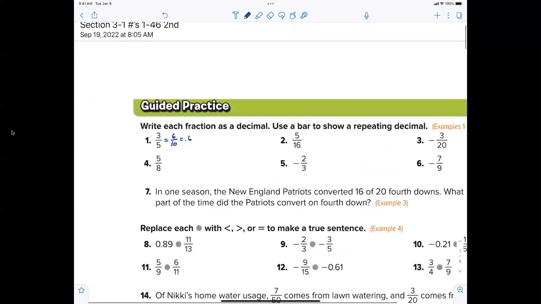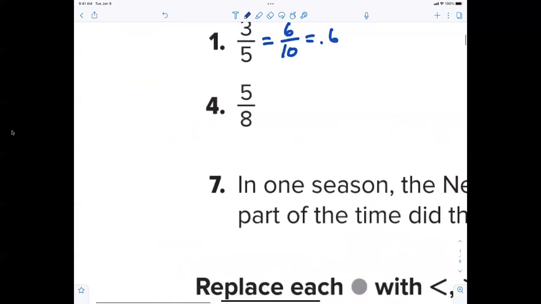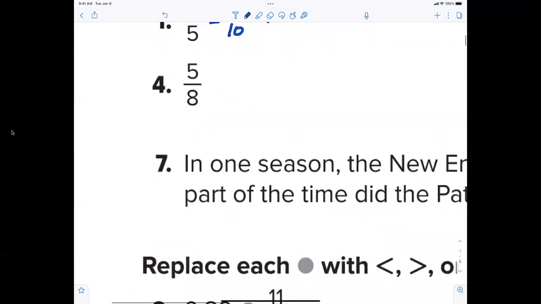All right, so I just did number 1. Now I'm going to jump down to number 4. I need to know what 5/8 is. Yes, thank you. Brilliant. 0.625.